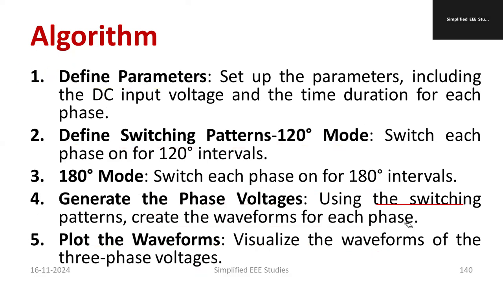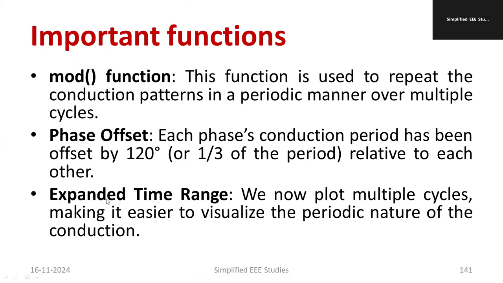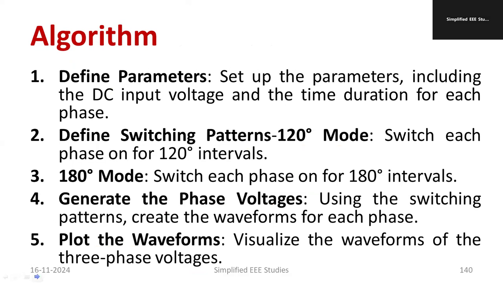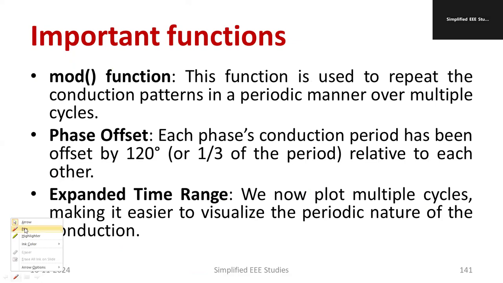Before that, you need to study some important functions which will be helpful for making the program. One of the important functions is the function called mod. Mod is a built-in function. It is used to repeat the conduction pattern in a periodic fashion over multiple cycles. That's a peculiarity of the mod function. Similarly, we have a facility for ensuring the phase offset. Here, each phase conduction is shifted by 120-degree, or 1/3 of the total period, relative to each other. So that's what we are going to mention as the phase offset.